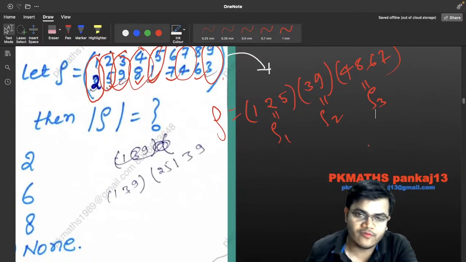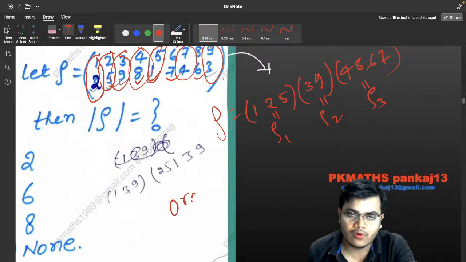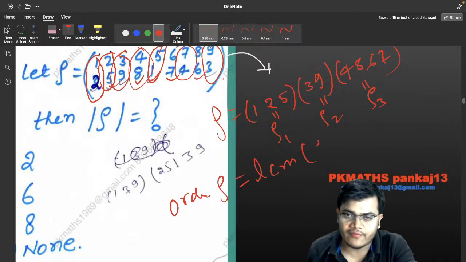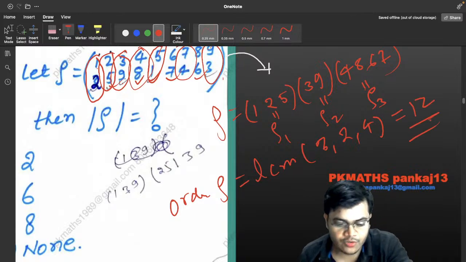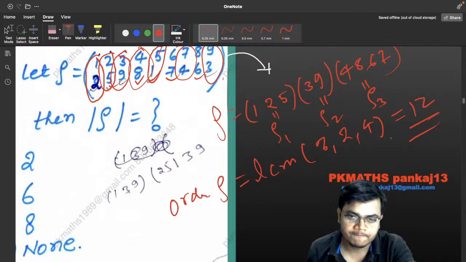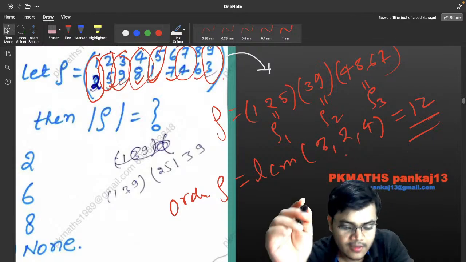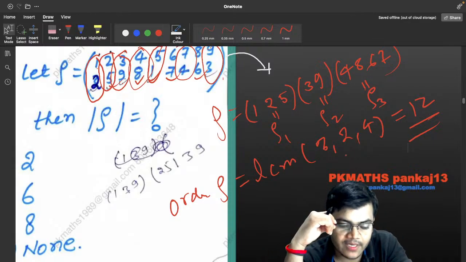So if you want to find the order of sigma, then you will not forget to find the LCM of the order of row 1, which is 3, order of row 2, which is 2, and order of row 3, which is 4, and the least common multiple is nothing but 12. So 12 is the right answer, isn't it? Least common multiple we need to see. So least common multiple is 12, right?